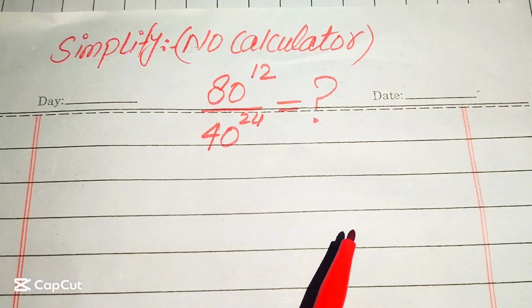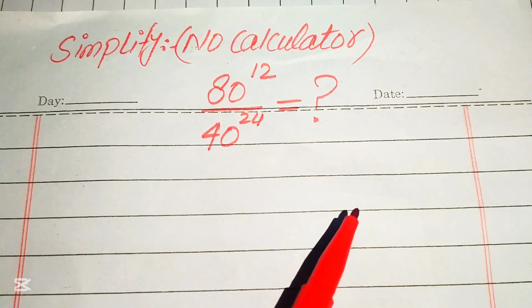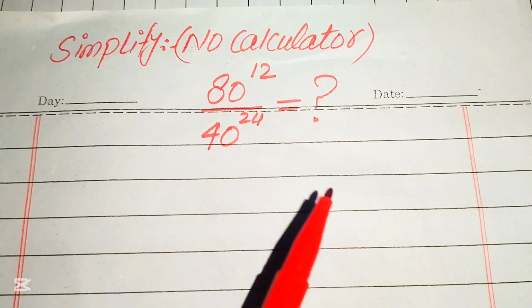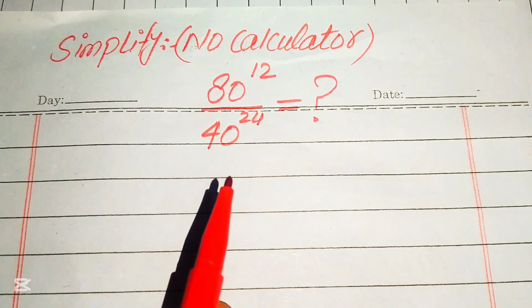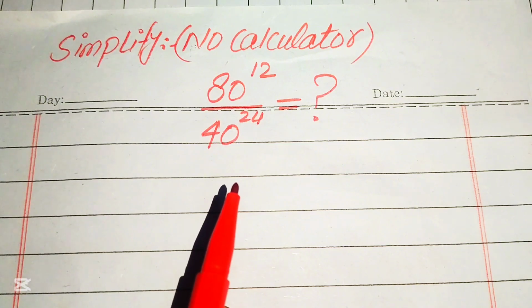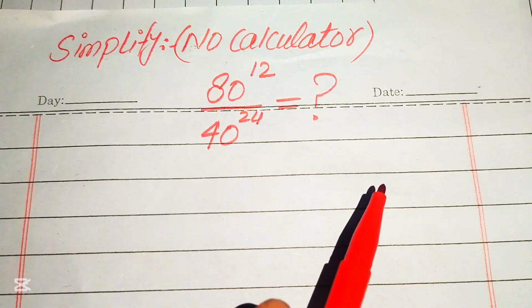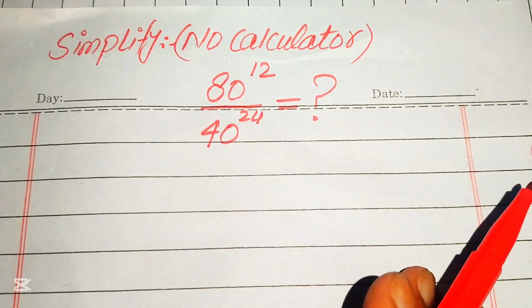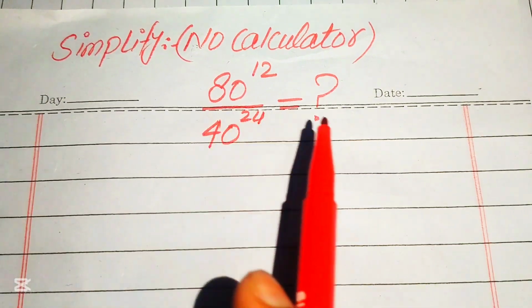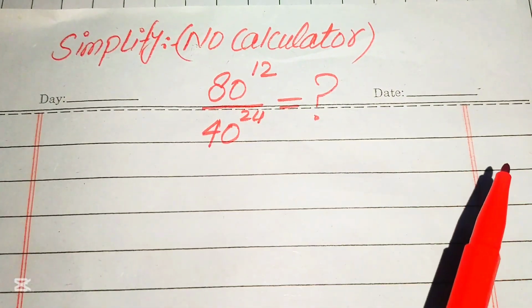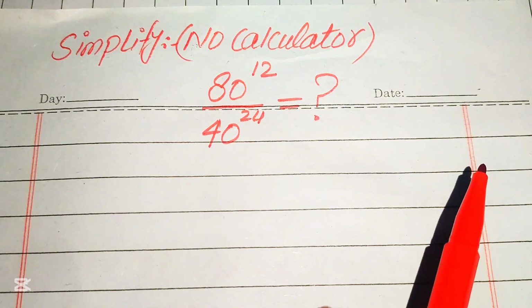Hello everyone, how to simplify this nice algebraic expression. If we have 80 to the power of 12 divided by 40 to the power of 24, we write this expression into the simplified form. But remember one thing: a calculator is not allowed in this problem. We will show all of the working on this paper.